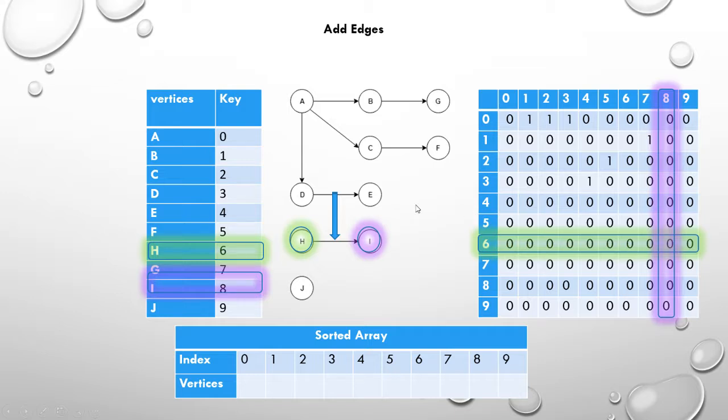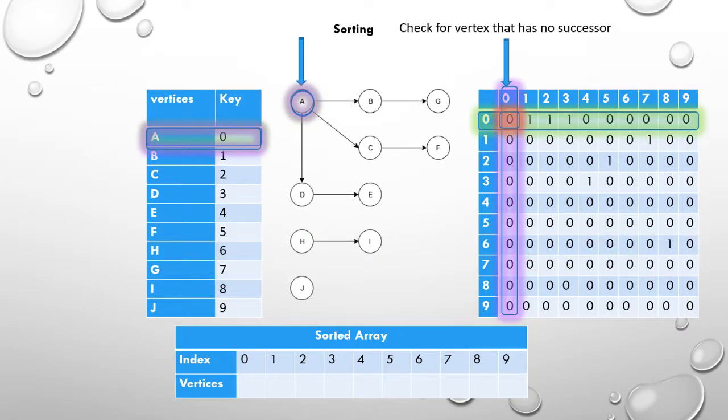Next is this edge over here. We have H, which is key 6. Key 6 is row 6 over here. Then we have I, which has key 8. Key 8 is column 8 over here. Now change that into 1 to indicate that is an edge. Then we continue.